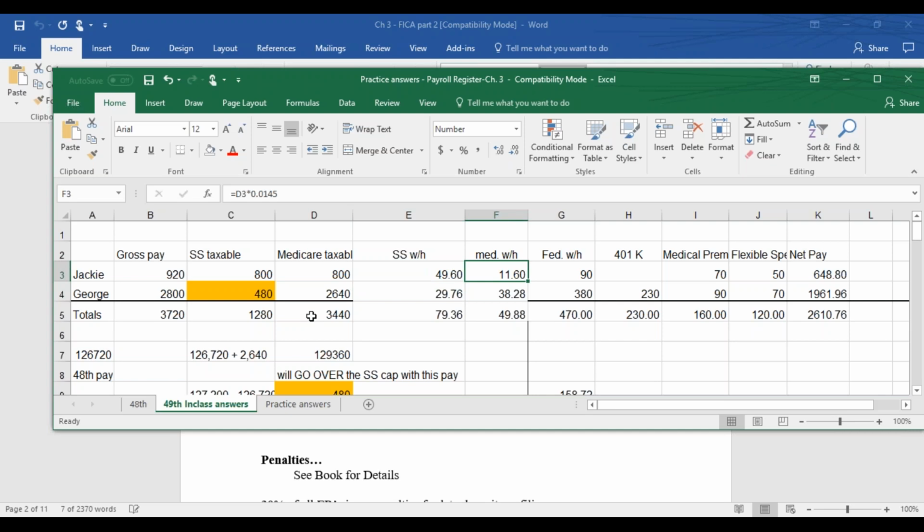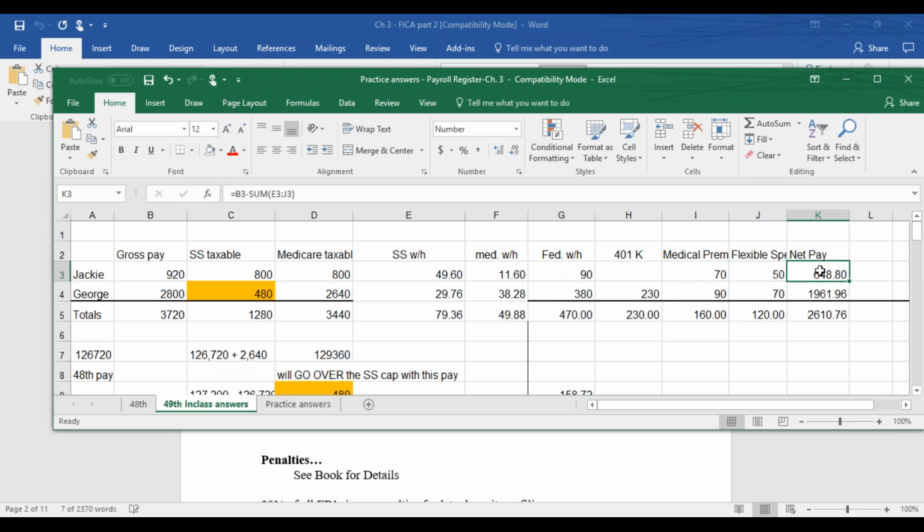Same with the Medicare. I'm going to want to take the Medicare cell and multiply it by the Medicare rate of 1.45%. Federal withholdings, I give that to you in the problem. I tell you exactly. It says Jackie has $90. George has $380 taken out of his check. And then Jackie didn't have anything for 401k, but she did for medical premiums and flexible spending.